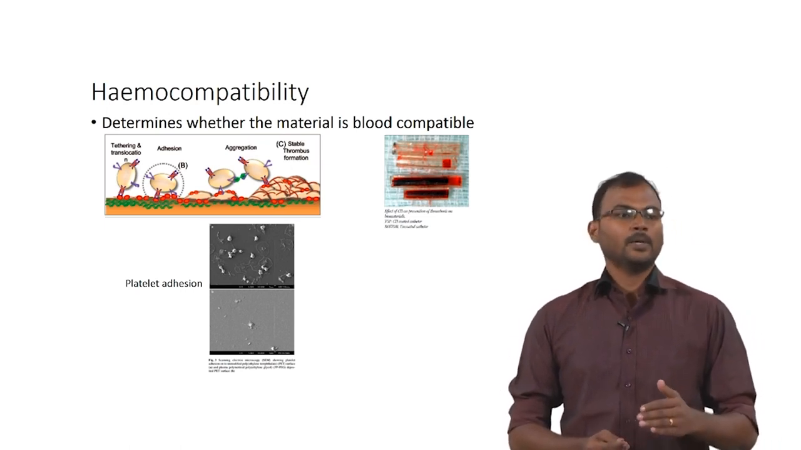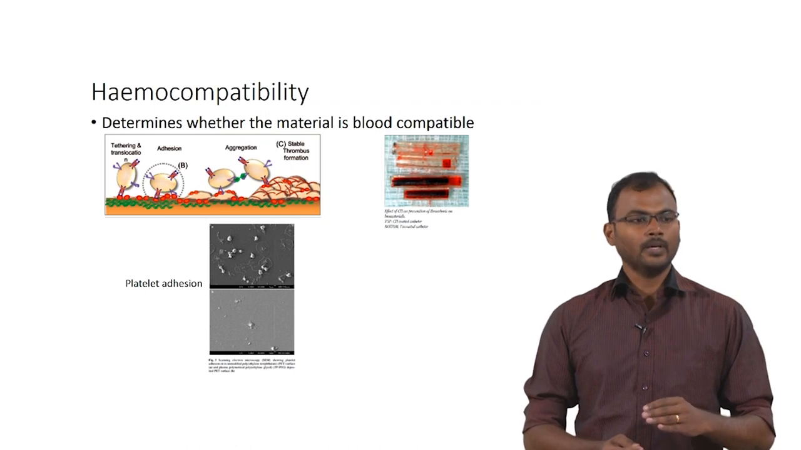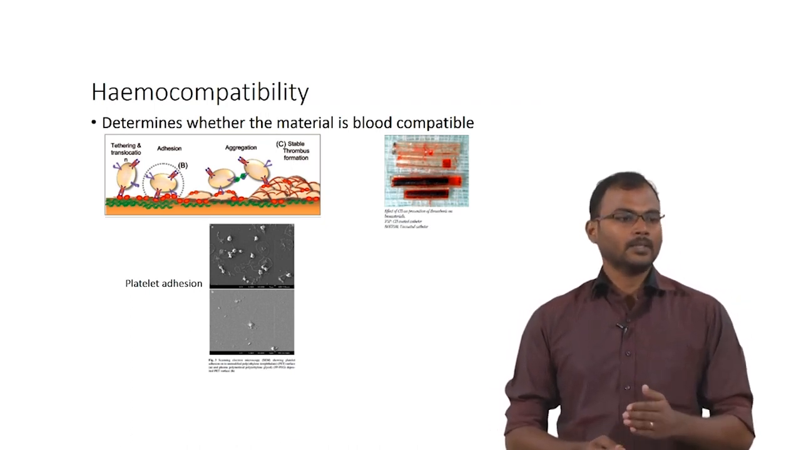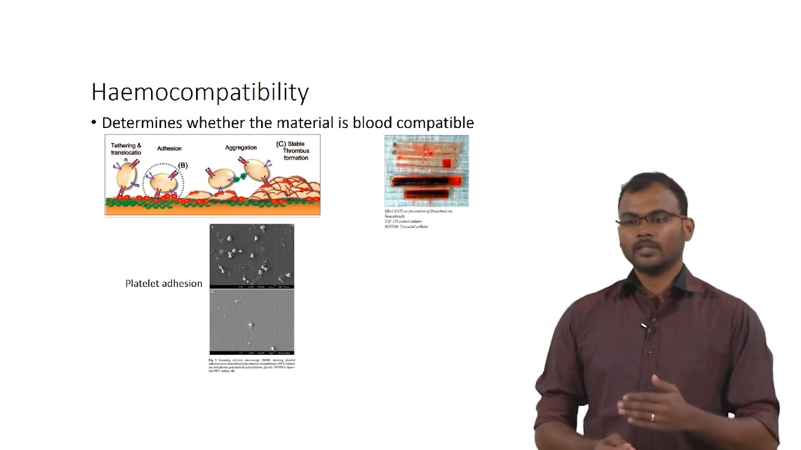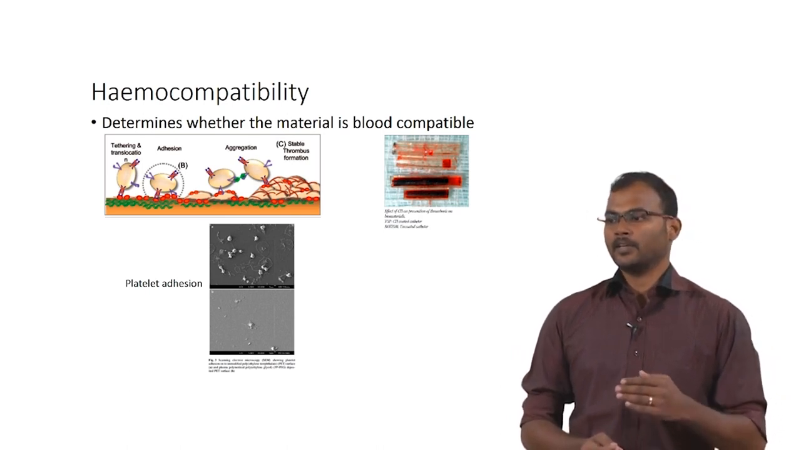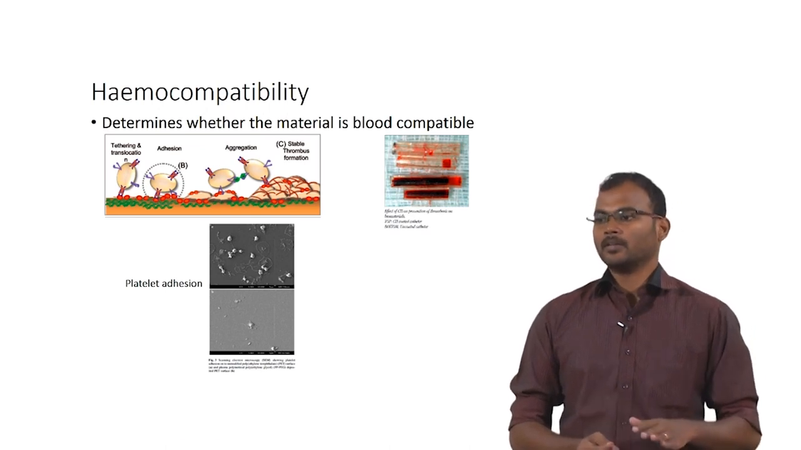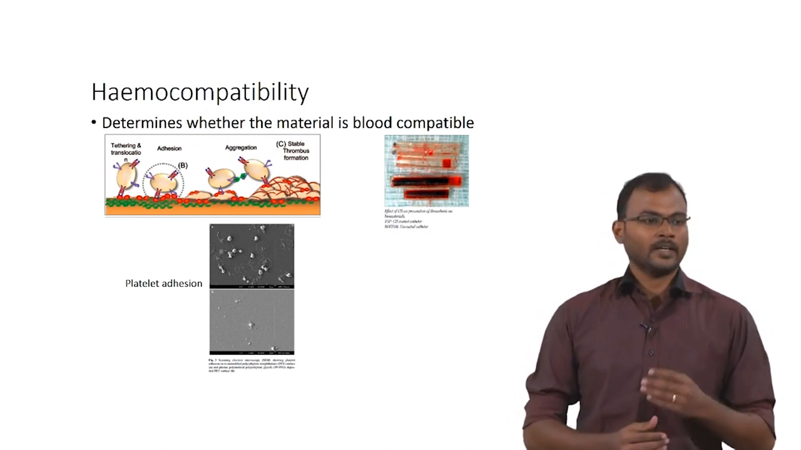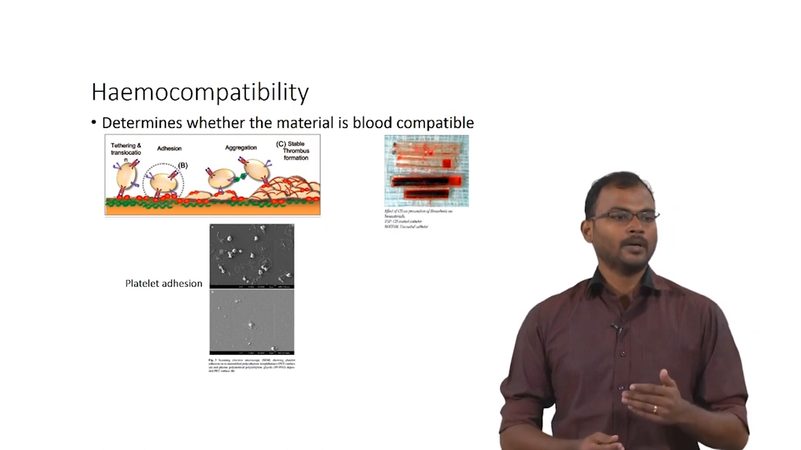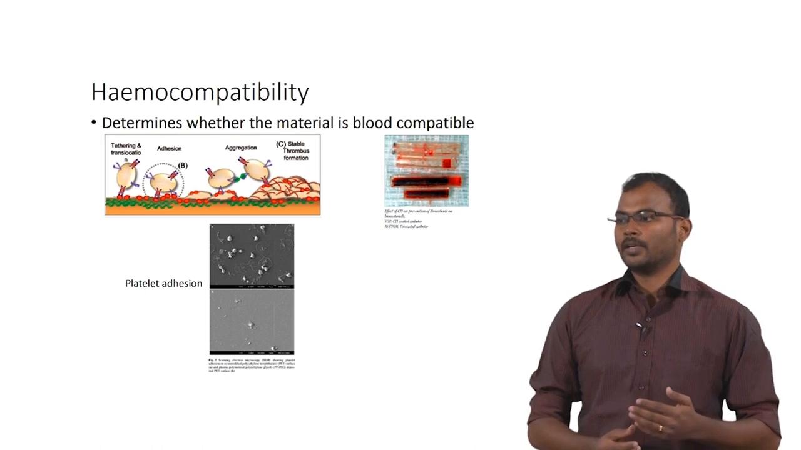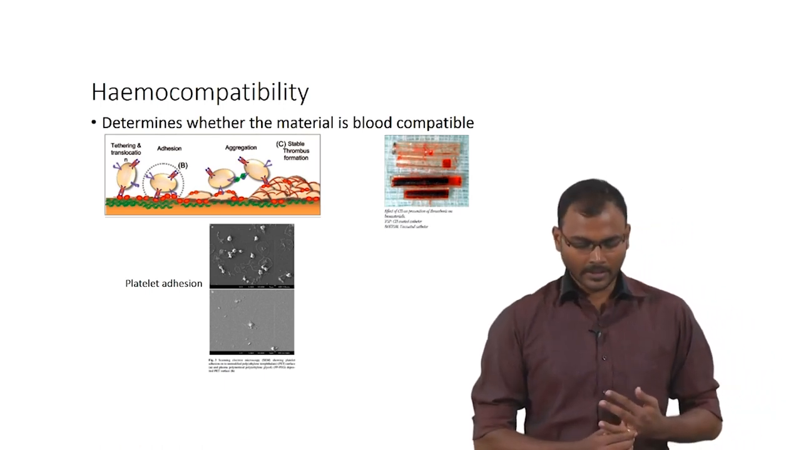When that stable platelet aggregate has been formed, there is a parallel reaction, the coagulation cascade, which forms a fibrin mesh. That fibrin mesh acts as a network which will trap these platelet aggregates and form a blood clot. So if you have a vascular graft and a blood clot is formed on its surfaces, it will lead to stroke and other complications.